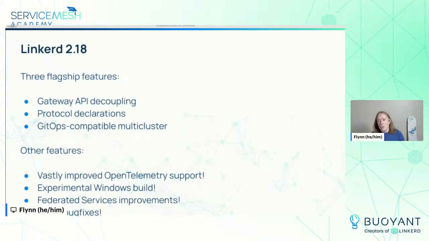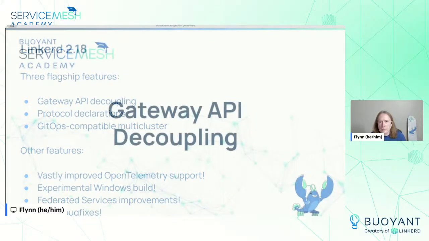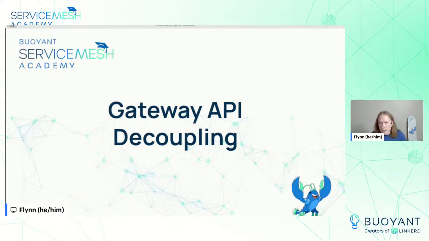We also have some improved things, like we have improved OpenTelemetry support. We have an experimental Windows build of the proxy now that's real. We've improved some things about federated services, and although you can't see it because it's buried under my name there, we've, of course, fixed some other bugs in Linkerd as well. So let's start by talking about Gateway API decoupling.